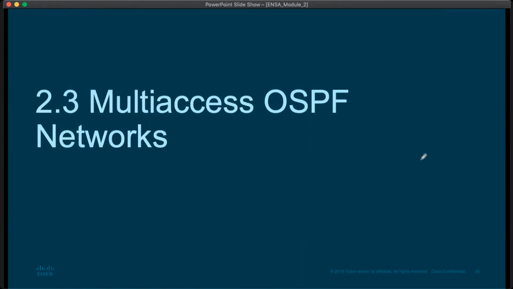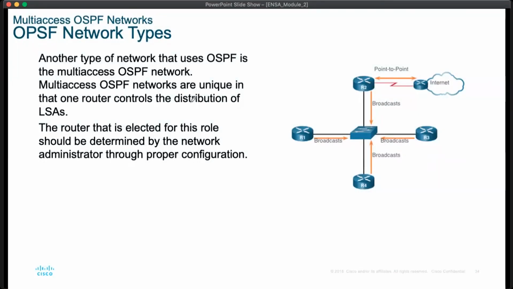Multi-access OSPF network. OSPF network type: another type of network used by OSPF is the multi-access OSPF network. Multi-access OSPF networks are unique in that one router controls the distribution of LSAs. The router that is elected for this role should be determined by the network administrator through proper configuration.